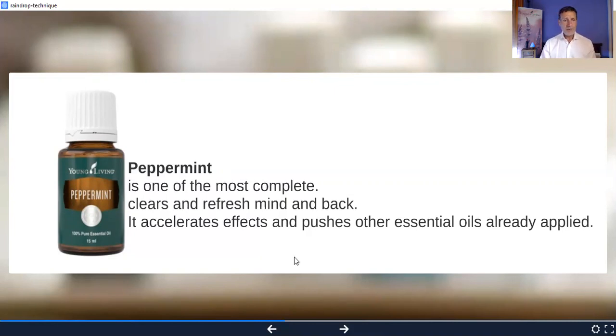And we use peppermint at the end. When we finish putting all the essential oils, we put peppermint because peppermint accelerates and helps push the other essential oils deeper in your body. That's why we use it at the end, okay?